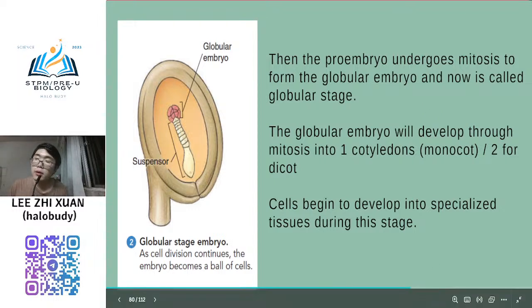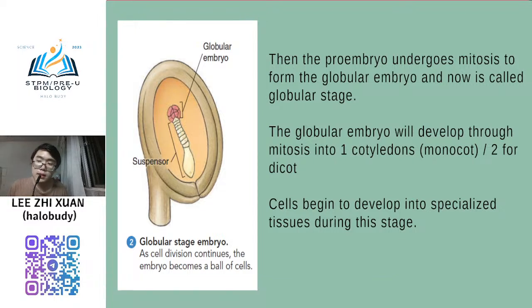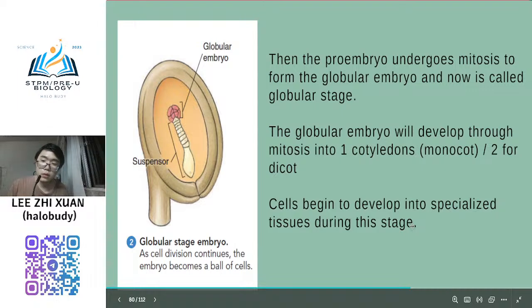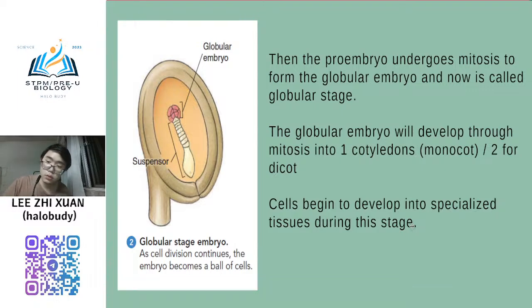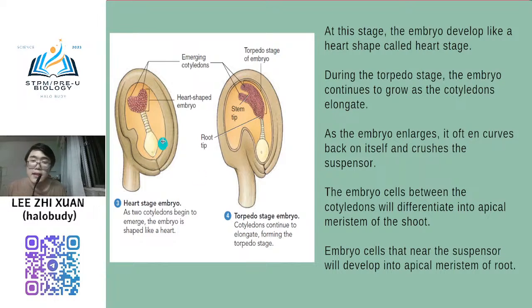Okay, next I will proceed to the next stage. Okay, next stage it will continue to the heart stage embryo. Why do you call it the heart stage? Because it looks like a heart, a love shape. So normally it is a further development of the globular stage. It will develop into a heart shape, a love shape. So we call it the heart stage.